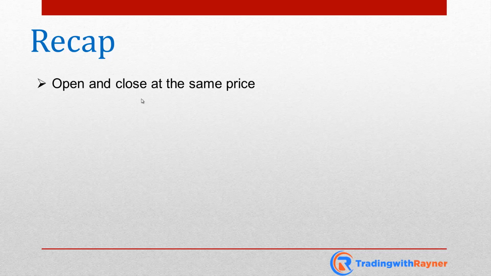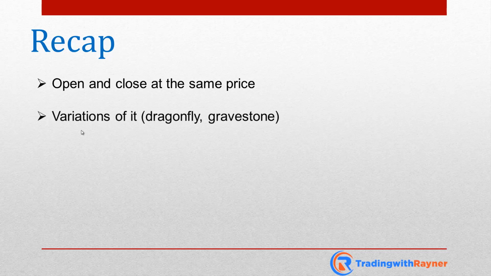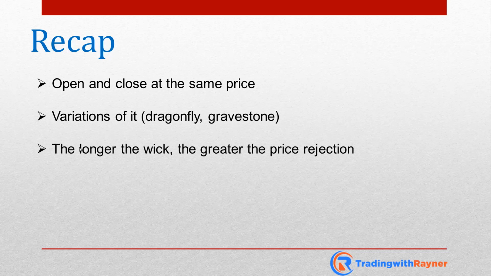Let's do a quick recap. A doji basically tells you that the candlestick has opened and closed at the same price. But as you have seen earlier, sometimes there is just a marginal higher close or a marginal lower close, and you can consider them as a doji too. It's not wrong. There are definitely variations of it. The dragonfly doji tells you of bullish price rejection, and the gravestone doji is more of a bearish price rejection. And needless to say, the longer the wick, the greater the price rejection.